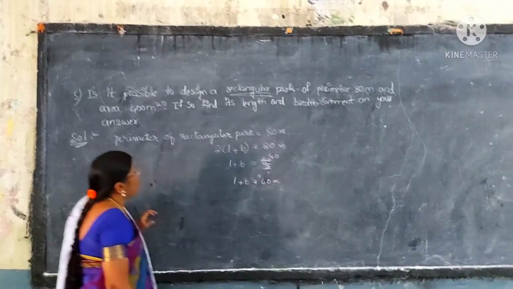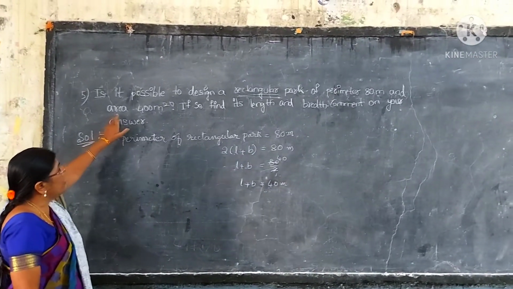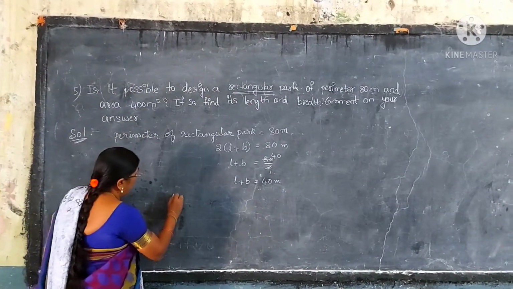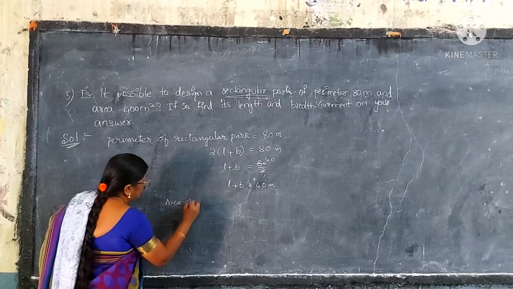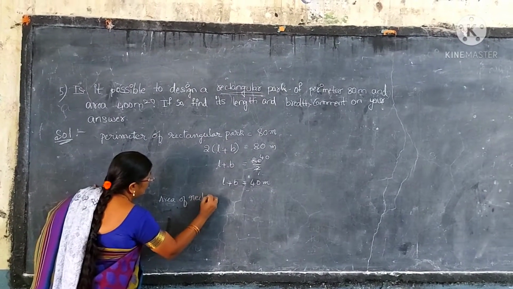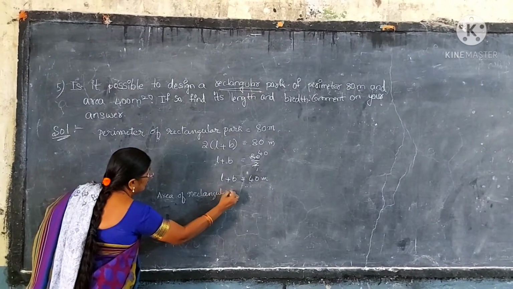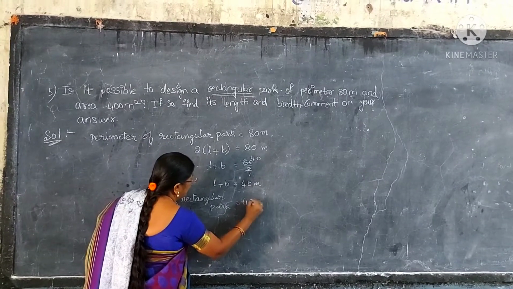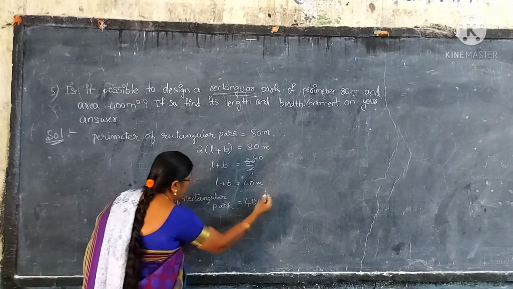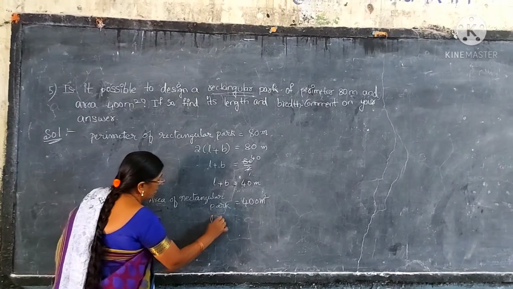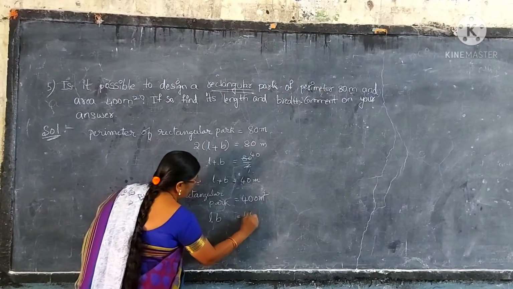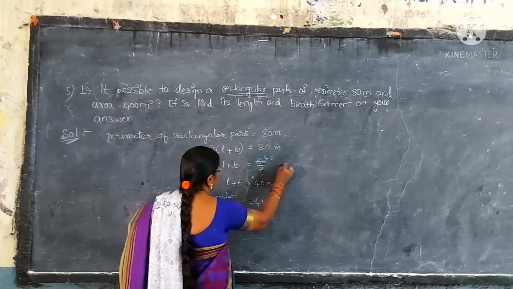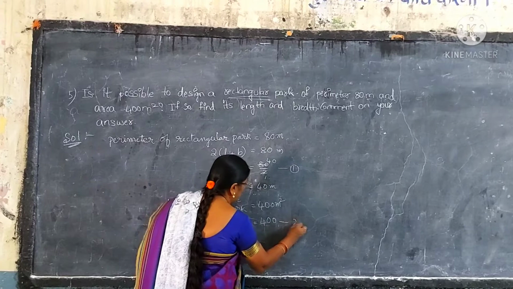Okay. Now, he has given that the area of the rectangular park is 400 meters square. So, area of rectangular park is 400 meters square. What is the formula for that? So, L into B is equal to 400. Okay. Now, we have got two equations here. This is 1 and this is 2.